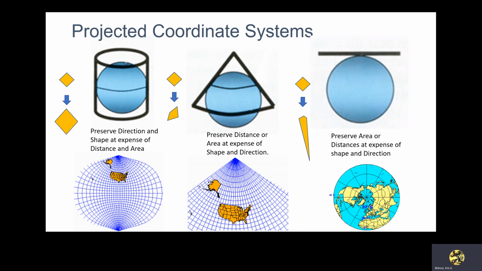So that's if you're going to map areas that are a little bit higher up above the equator. They actually do a really good job locally of having a lot of really excellent accuracy shown. They preserve distance or area at this space at the expense of shape and direction. And then the final one is the azimuthal projection, which preserves area or distances at the expense of shape and direction.